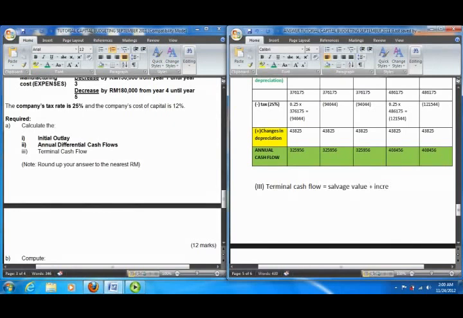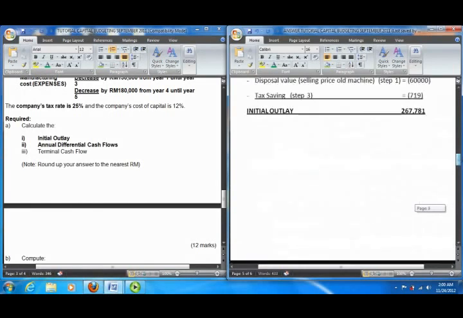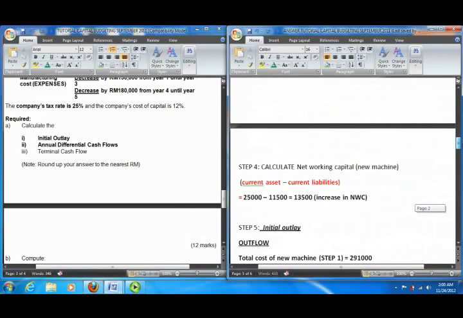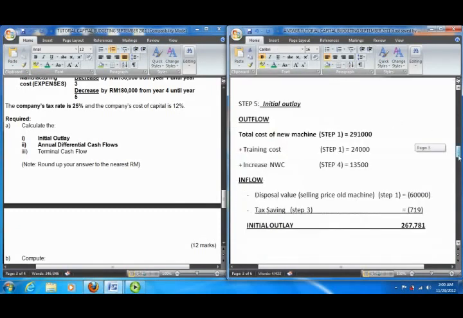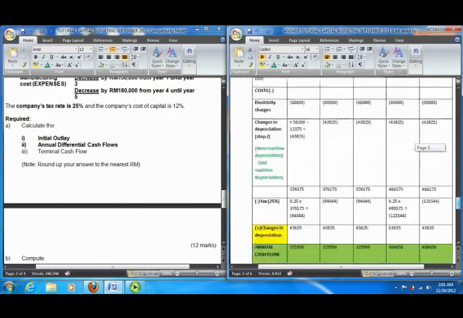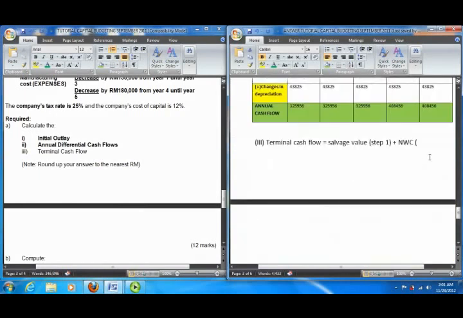plus NWC. From where can you get your salvage value, class? In your step 1. From where can you get your NWC? In your step 4. Correct? Step 4, where is step 4? See? Net working capital. Plus with what, class? Net working capital. From where, class? Step 4.